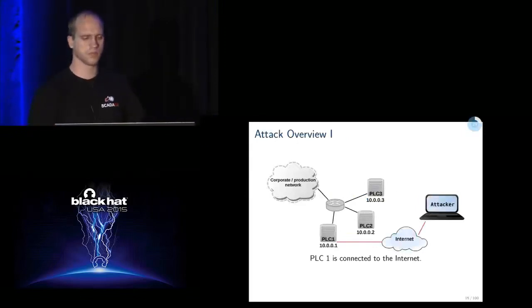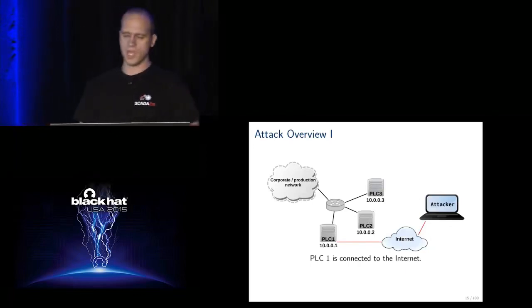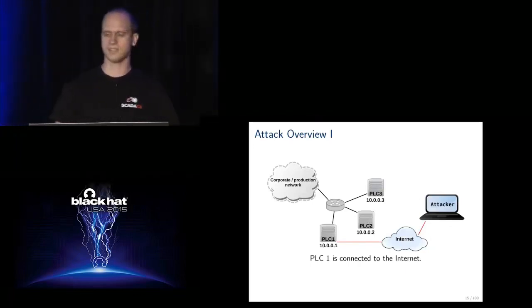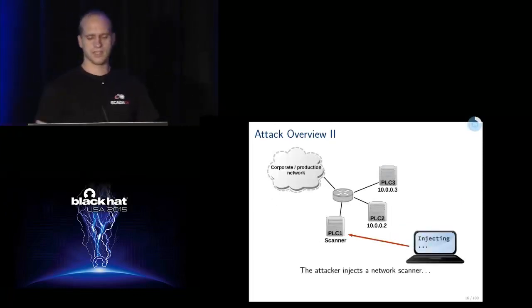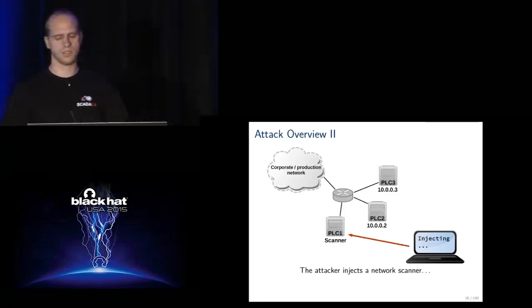So at first, we have here a production network, and we have 3 PLCs, PLC 1, 2, 3. And PLC 1 is connected to the internet, and also an attacker is connected to the internet. Well, so the attacker injects a scanner into PLC 1. We will explain later in detail how to inject a scanner into a PLC.